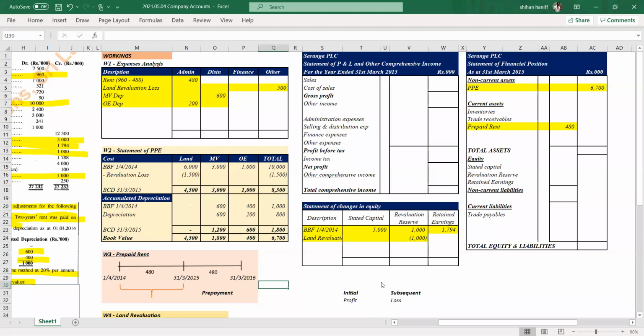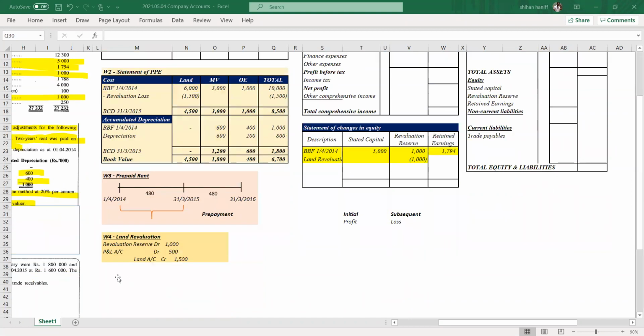There is a question. What is the double entry for revaluation profit? Revaluation profit double entry is land account debit, revaluation reserve account credit. This is the double entry for revaluation profit. Okay. Land value increase, reserve account credit.